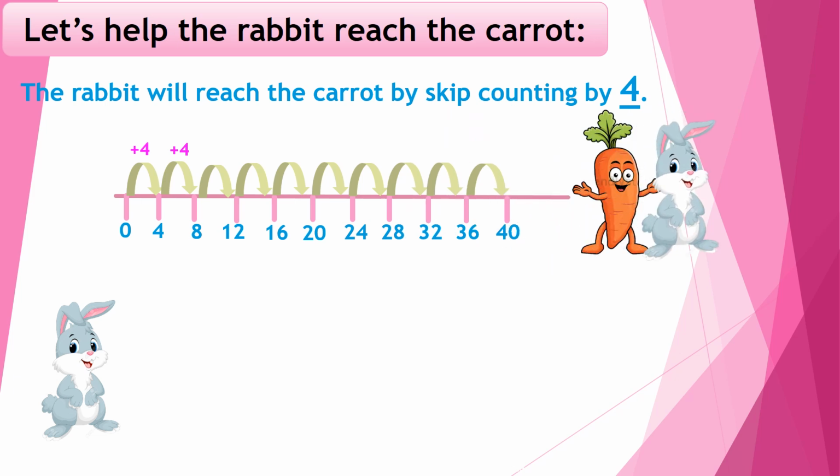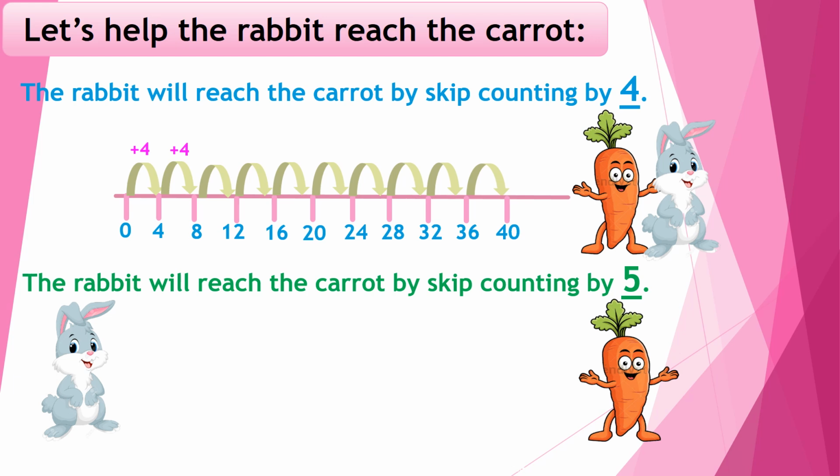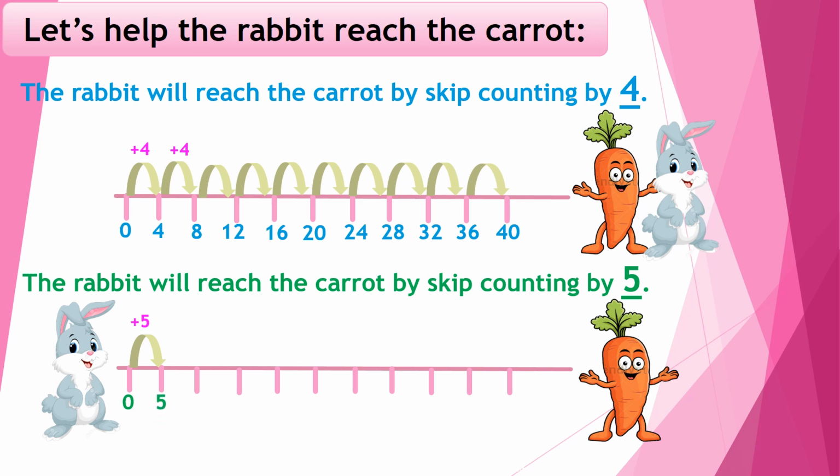Yeah, great, Bunny, you reached your carrot. Another bunny here wants to reach his carrot using skip counting by 5. So each time I will add 5. So 0 plus 5, 5. 5 plus 5, we studied it in doubles in grade 2. 5 plus 5, 10. 10 plus 5, 15, and so on.